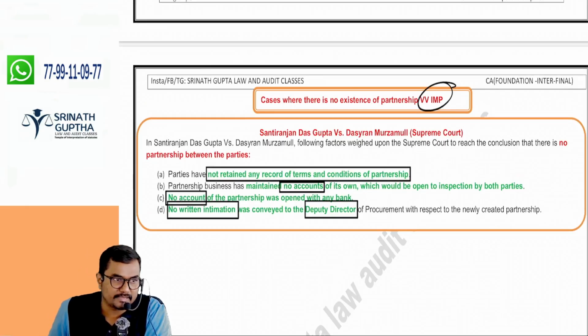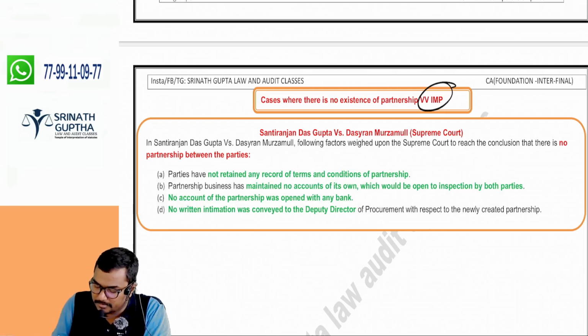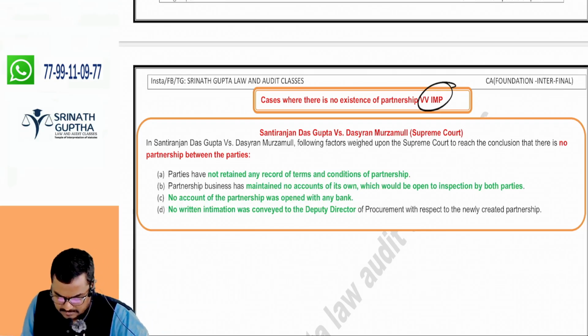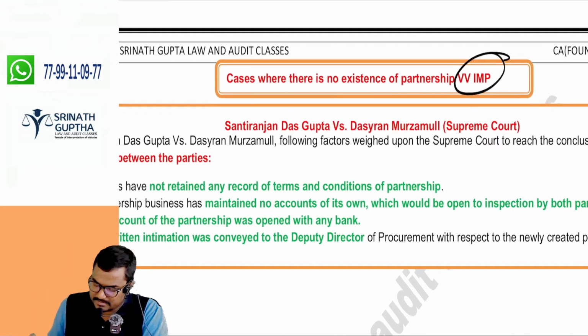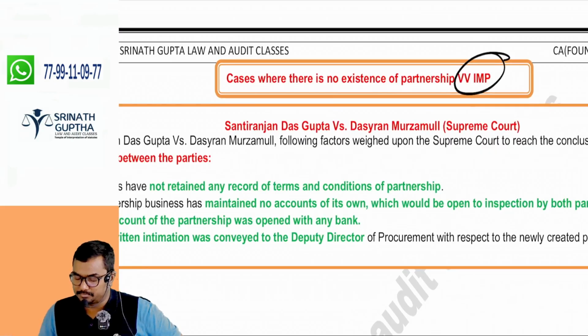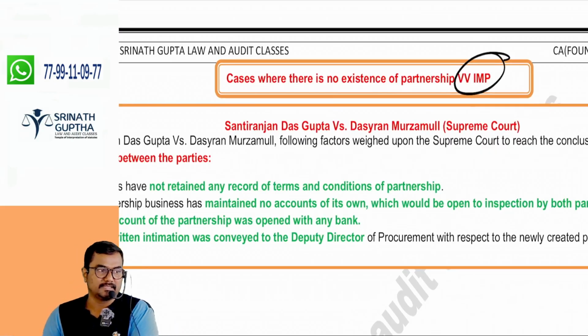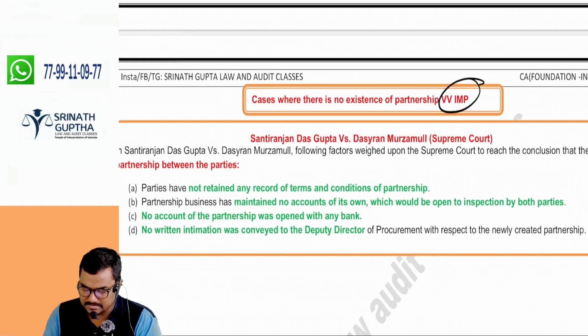Cases where there is no existence of partnership. There are a few cases where a partnership is held not to exist. There was a famous case, Santi Ranjan Das Gupta, in which it was held that in these cases there is no partnership.